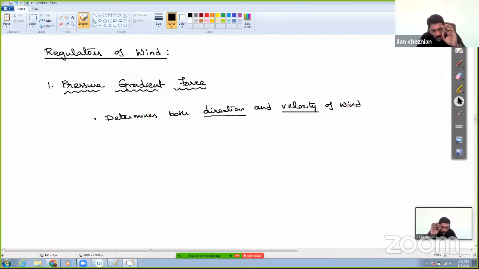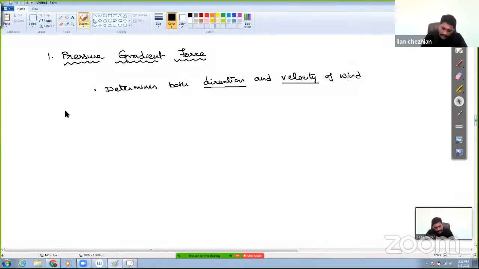Okay. So what is pressure gradient force? Very important, I have defined. A force which is created due to the pressure difference that exists between two different places. It determines both direction and velocity. Right? Very good, my friends. Number two, very important regulator. We have what? Coriolis force. Right? Coriolis force. A very interesting force, my friend.